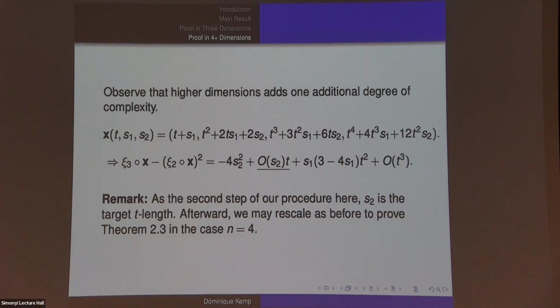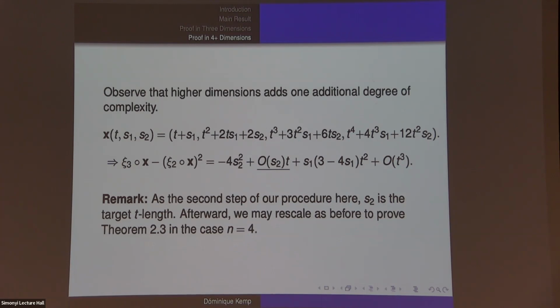Okay. Now, in higher dimensions, there's an additional degree of complexity because of this t term. It's coming from the fact that you now have an S2 because it's an additional dimension in 5 dimensions. There's an additional line that appears in our hypersurface, the one going along the S2. So in this second step of our procedure here, S2 would be the target T length, and then afterwards we may rescale as before.